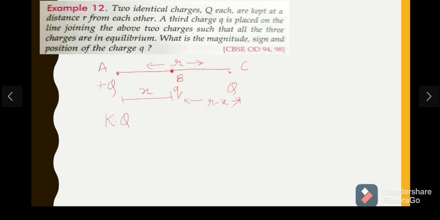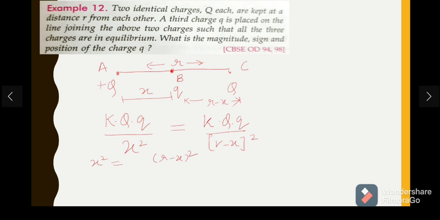The force exerted by the first charge Q placed at A, KQq by x square, should be equal to the force exerted by the particle kept at C. So that would be KQq by R minus x whole square. So this gives us x square equals R minus x whole square.